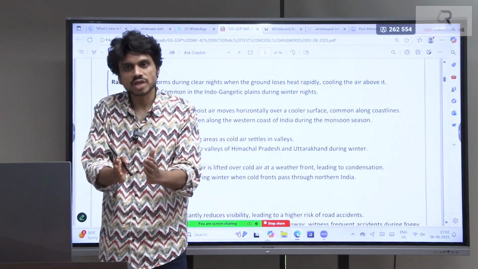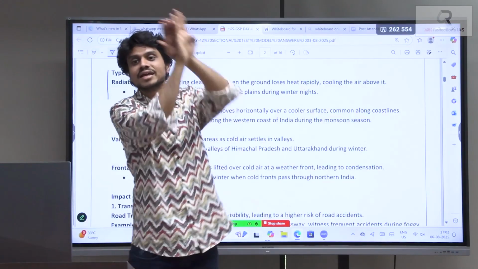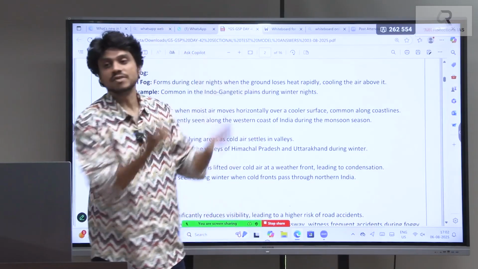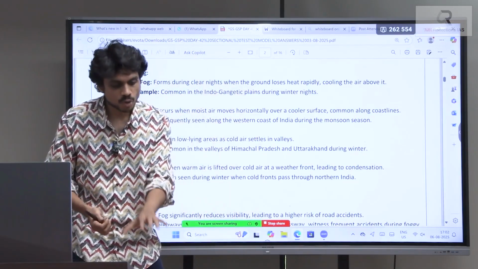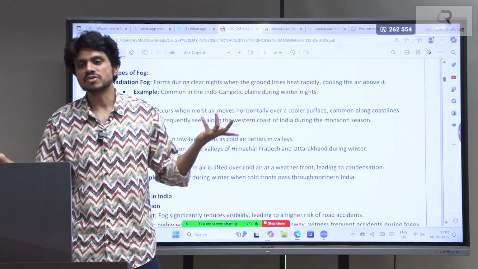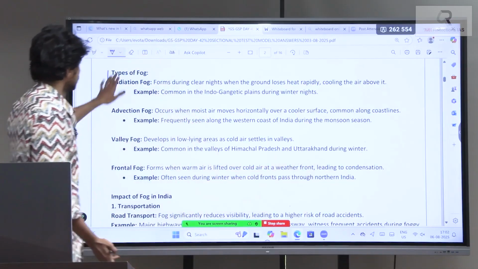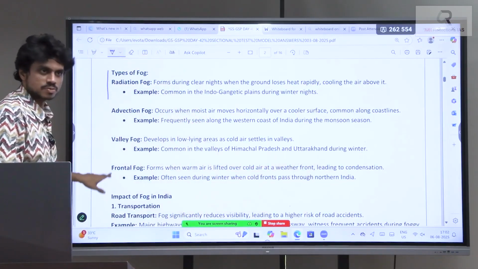First, initially convergence happens. What happens? Cold air will not rise. Cold air will raise the warm air, so warm air will be lifted up. So again you have cold air at the bottom and warm air at the top. So again there is a temperature inversion and the formation of fog. That's it. Very simple. So types of fog, this is an expected question.